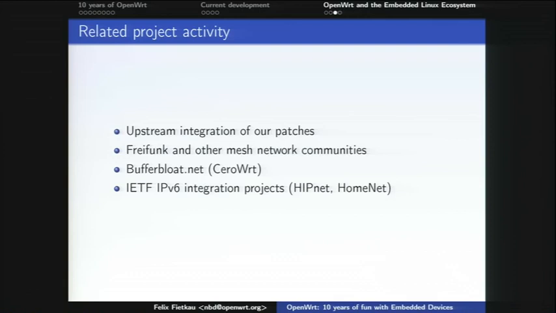And when I mention IPv6, it's also worthwhile to mention that there are two, I think, competing IETF projects that deal with IPv6 routing at home, which is HipNet and HomeNet. And it's nice to see that both of them are based on OpenWRT.